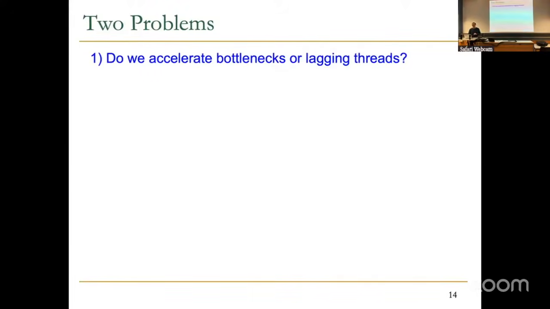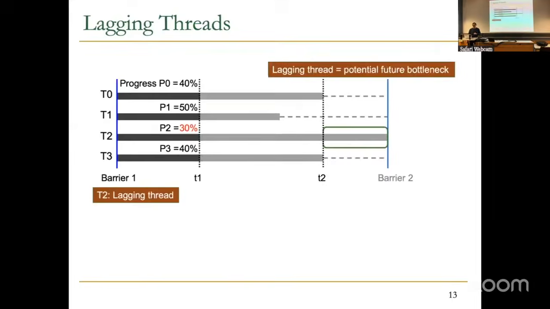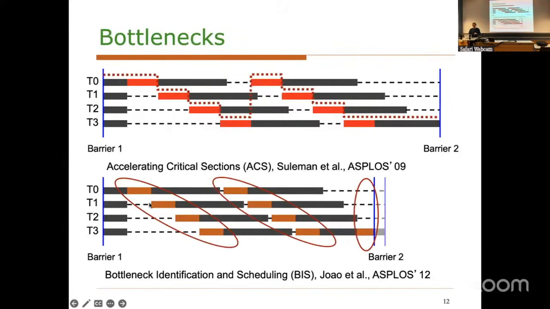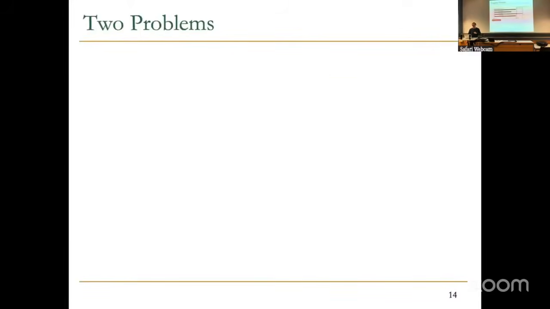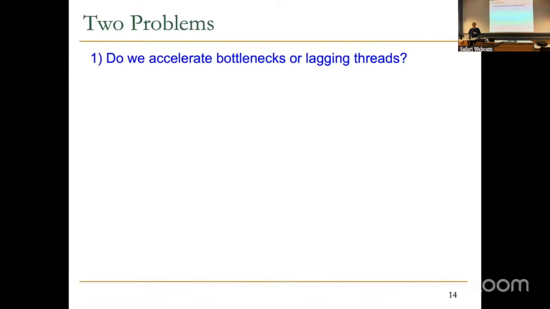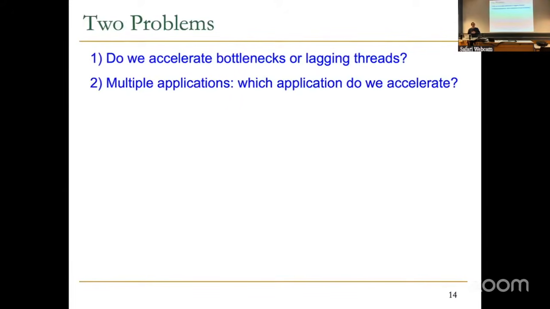Okay, so the question, of course, becomes, there may be many of these things that happen at the same time in a program. Do you accelerate the bottleneck or do you accelerate the lagging thread, right? And in a program that kind of looks like this, you can have both of them. You may have bottlenecks in critical sections, and you may actually identify a lagging thread also. In this case, they're probably the same, but in some other cases, they may not be exactly the same, right? So that's one question. So things become more complicated. And then things become even more complicated if you have multiple applications, right?